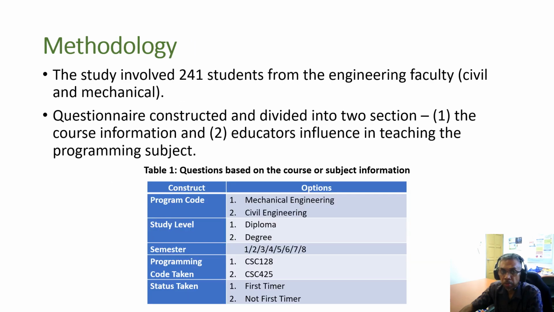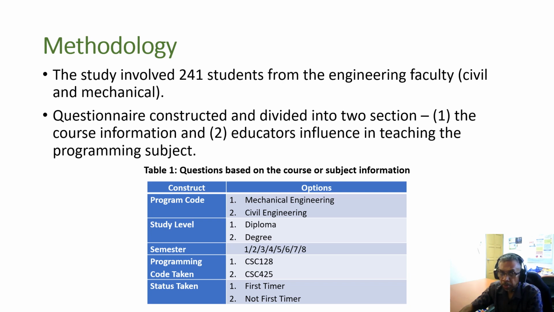So now I continue with the methodology of the research. This research was conducted on 241 engineering students, who are from the faculties of mechanical and civil engineering. And there are two levels of students, either they are diploma or degree students. Online questionnaires were constructed and divided into two sections. One is about the course information, and number two is about educators' influence in teaching the programming subject.